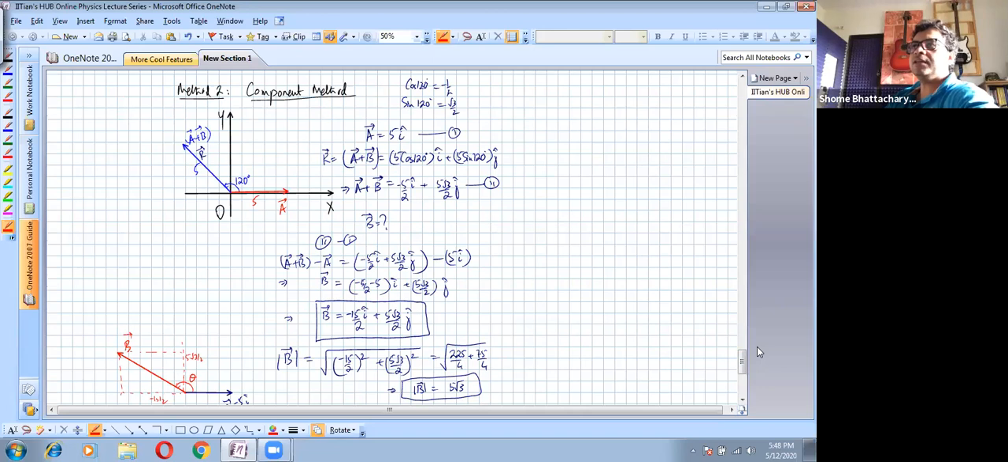So in that respect, I'm making use of the component method to find mod B and to find the angle theta. How should I select my x and y axis? I should select them so that I have maximum convenience. It will be more convenient if I select my x axis to be along the vector E. So E could be anywhere.